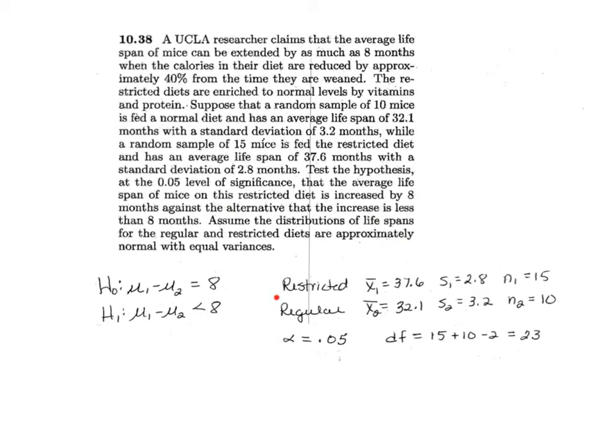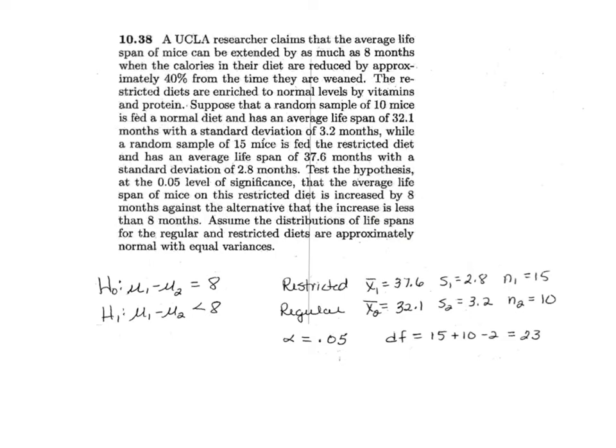Taking a look at the restricted diet first, because I want to look at my subscripts for 1. We have a sample size of 15 mice fed the restricted diet, so here we have n1 equals 15. The average lifespan, x bar 1, is 37.6, and a standard deviation S1 of 2.8.